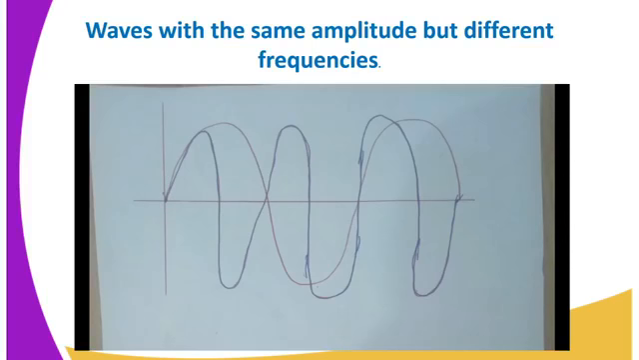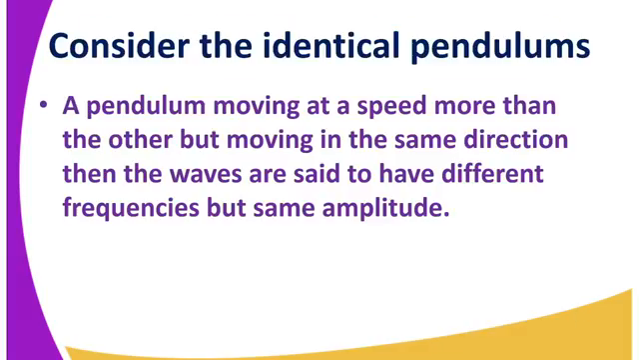As you can see on the diagram, I have two wave motions drawn using different colors. They are drawn so that the maximum displacement on either side is at the same level. But looking at the way they travel, you'll find that the wave in blue travels faster than the wave in red.